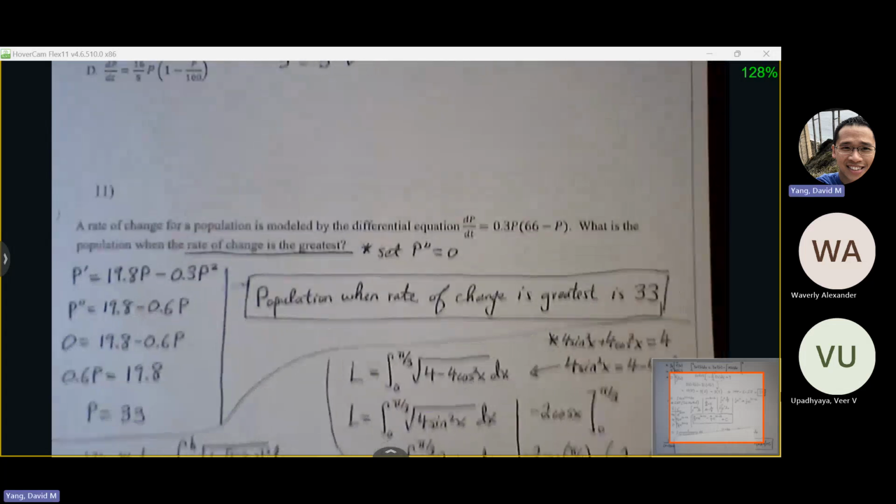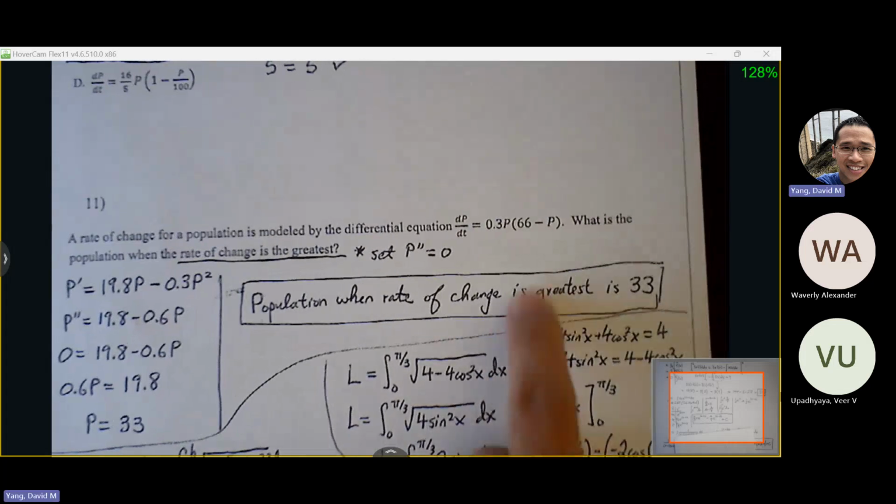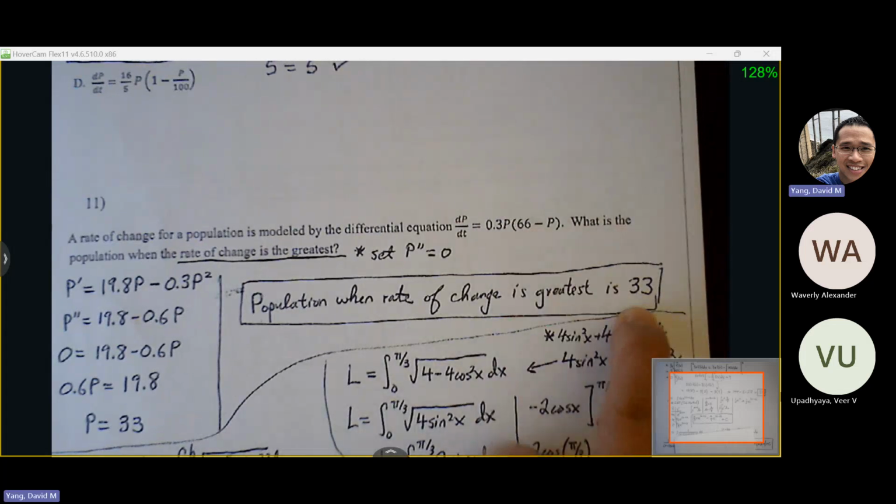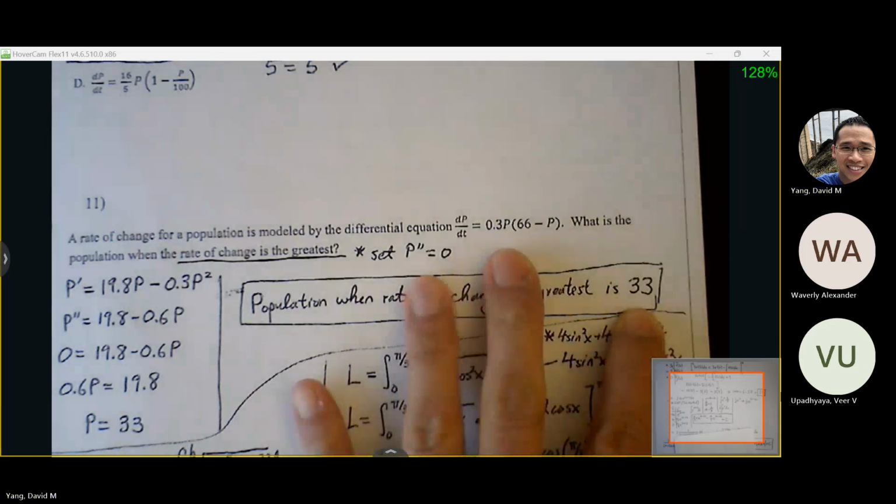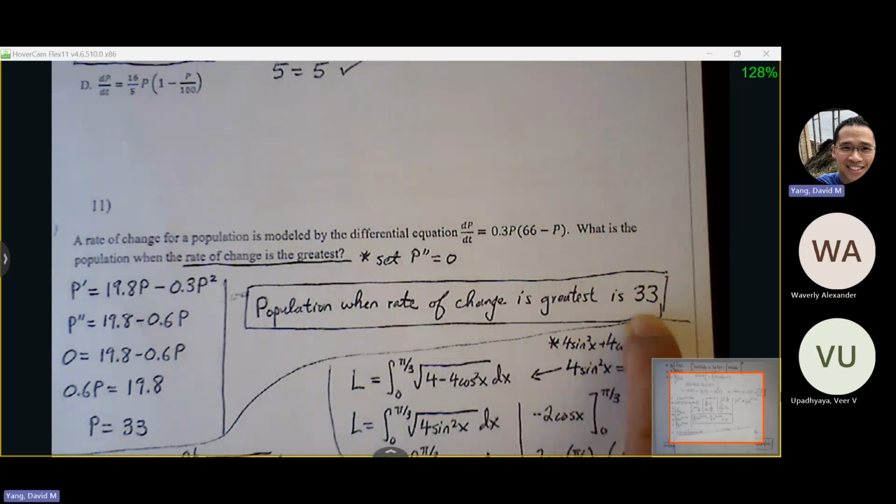For 11, we could have sped things up just by taking that L divided by 2 to get that 33. Did you go through 10?